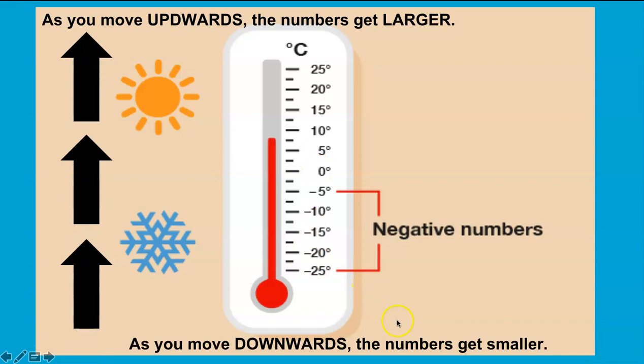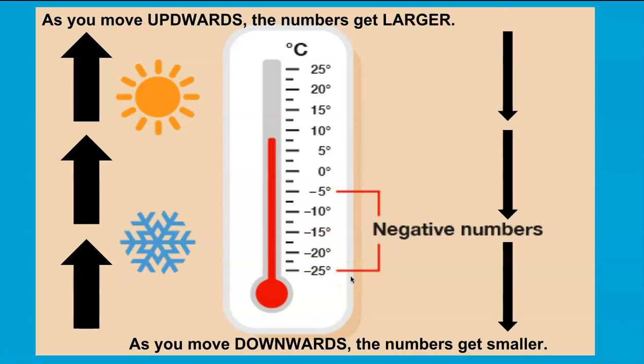Now, as you move downwards on a vertical number line, the numbers get smaller. Look how the numbers are decreasing. Smaller, smaller, smaller. This is the smallest number on this number line. So as you move downwards, the numbers get smaller and smaller. So hopefully this gave you a good small intro to positive and negative numbers and zero and what integers are.